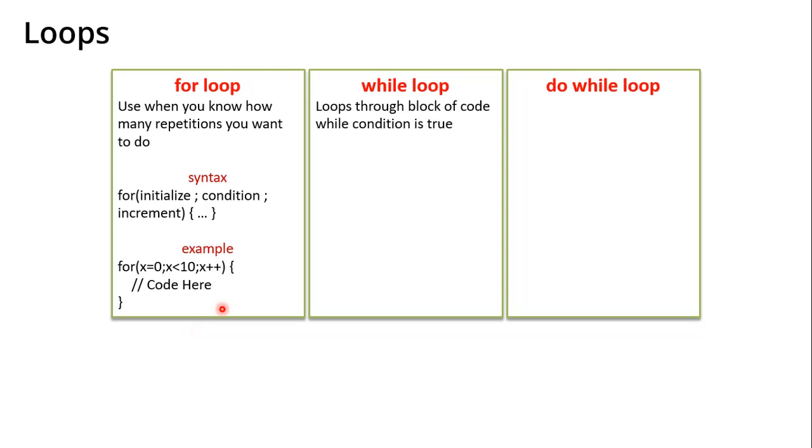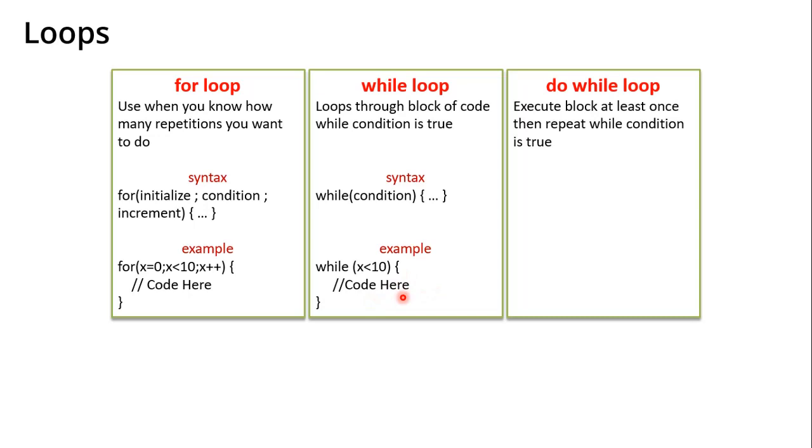While loop: loop through a block of code while the condition is true. So we have the syntax while condition. If the while condition is true, then we execute the block over here. So for example, x less than y, x less than 10, if this condition is true, then this code is executed.